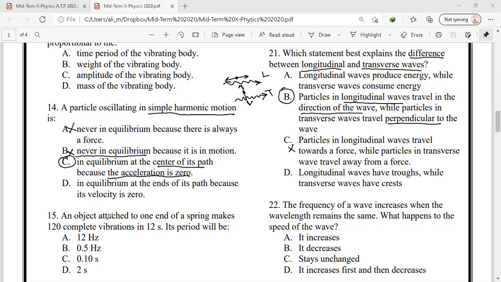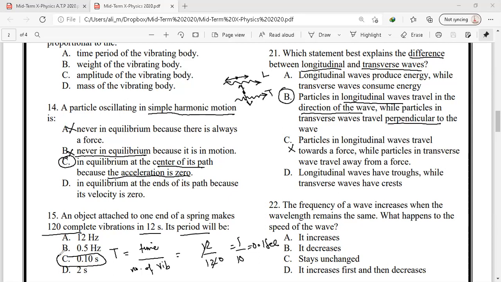Next, we have an object attached to one end of a string that makes 120 vibrations in 12 seconds. We have to calculate the time period. So time period is equal to time divided by number of vibrations. So 12 over 120, so we will get 1 over 10, that is equal to 0.1 seconds. So the correct option is option C.